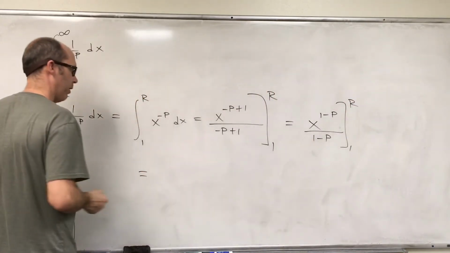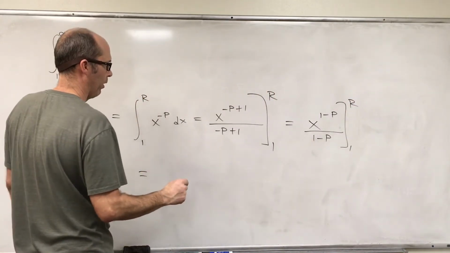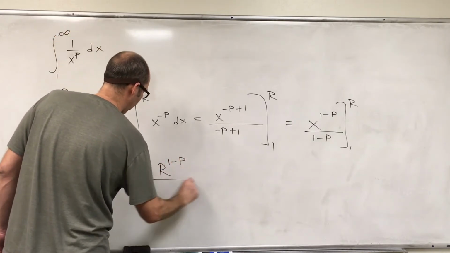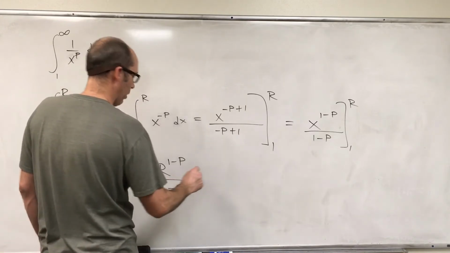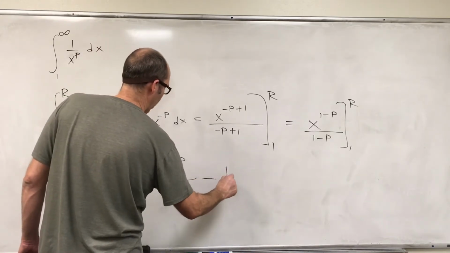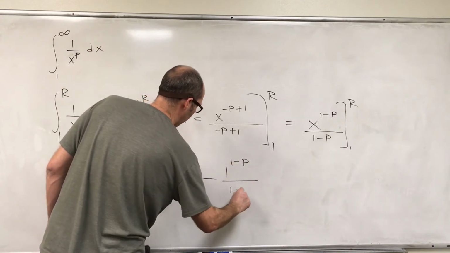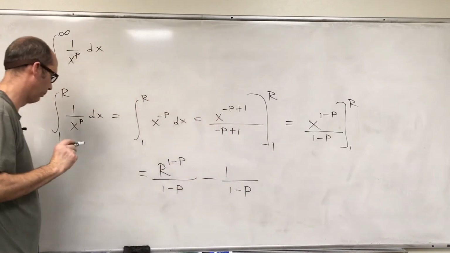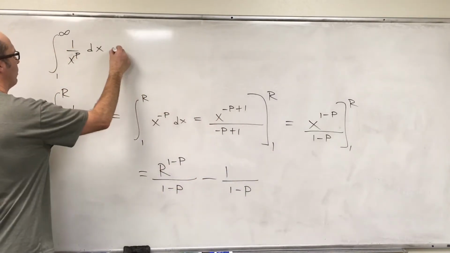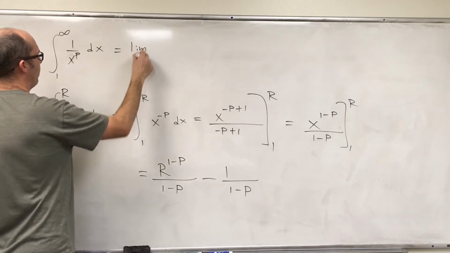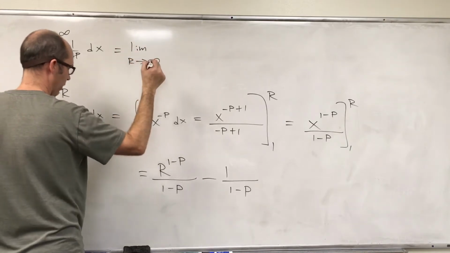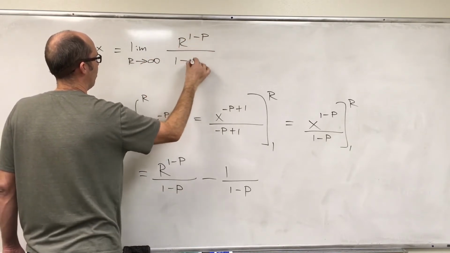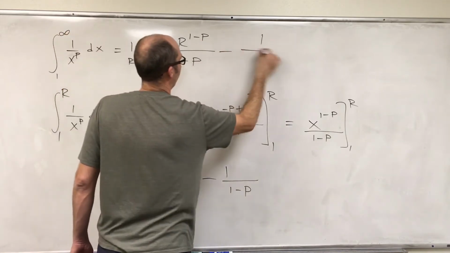Now evaluating, we have r to the 1 minus p over 1 minus p, minus 1 to the 1 minus p over 1 minus p. 1 raised to any power is 1. So here we go. This is the limit as r approaches infinity of r to the 1 minus p over 1 minus p, minus 1 over 1 minus p.